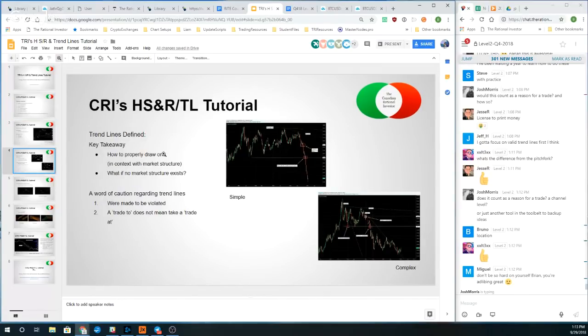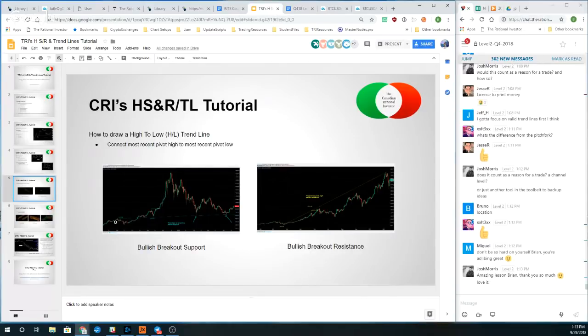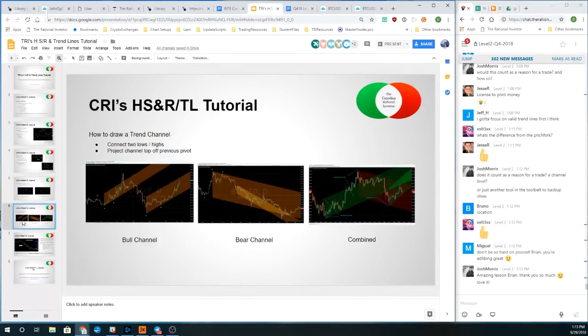We talked a little bit about the way you draw valid trend lines versus invalid trend lines. And what do you do if you don't have market structure to draw your trend line? We introduced you to the concept of the high-low trend line and how we can use this as a support and resistance tool going forward for future price projections. We've lastly introduced you to the concept of drawing trend channels and using the midpoint of the trend channel as a sort of pivot.